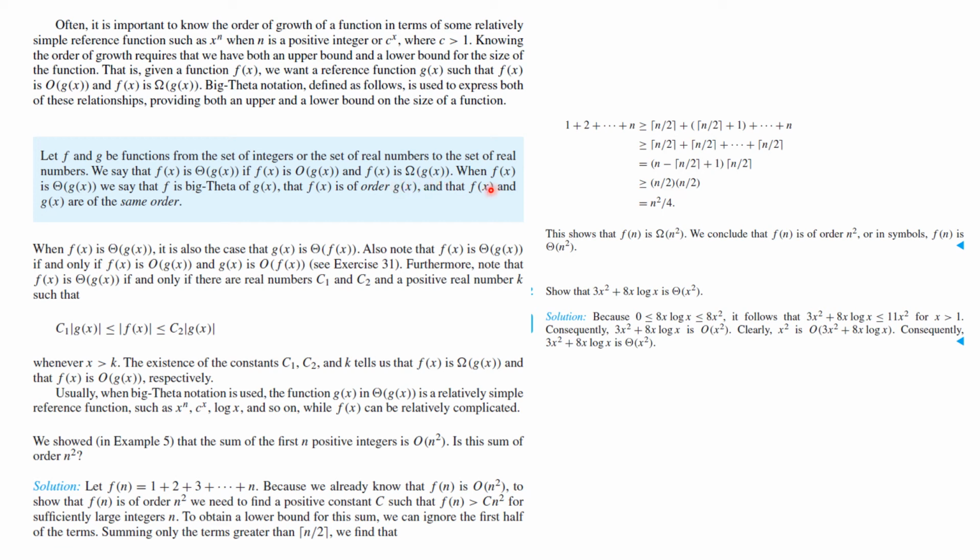When f of x is omega of g, we say that f is big, and that was theta, not omega. We say that f is big theta of g of x. That is, f of x is of the same order as g of x. So f of x and g of x are of the same order.